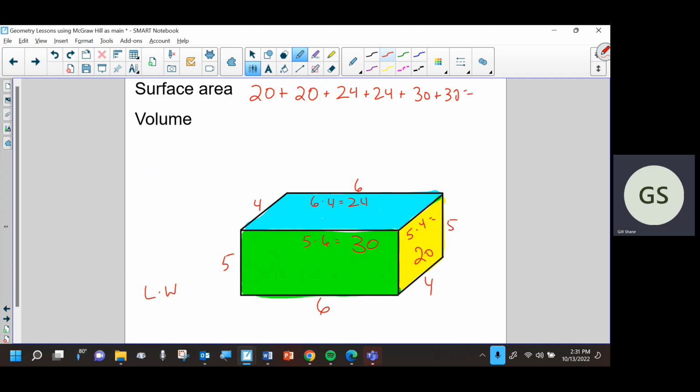So if you do add it all up, it comes out to be what? 60 plus 40 plus 48 is 148. That's what you should have gotten for surface area. And if you use the formula, that's fine. You just need to make sure you're coming out with the right answers.